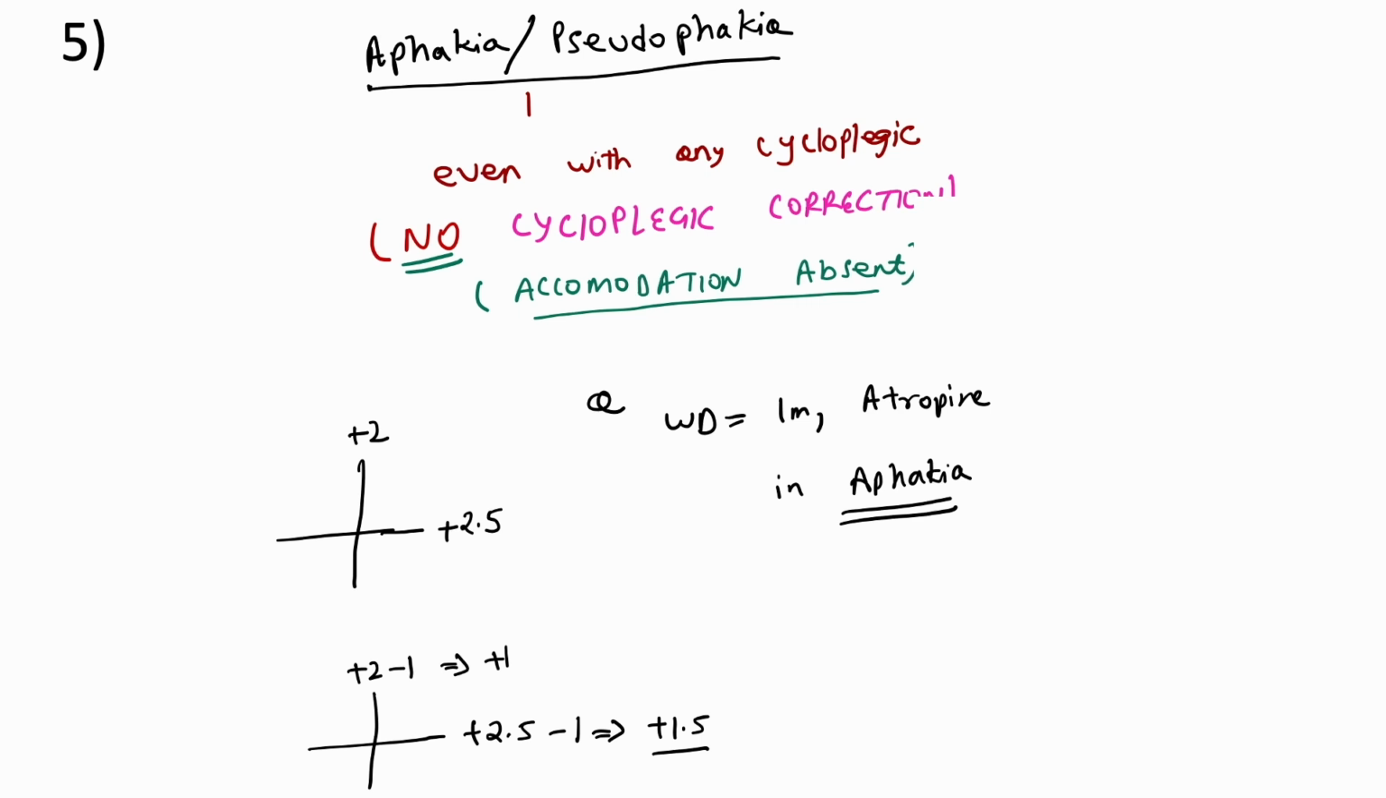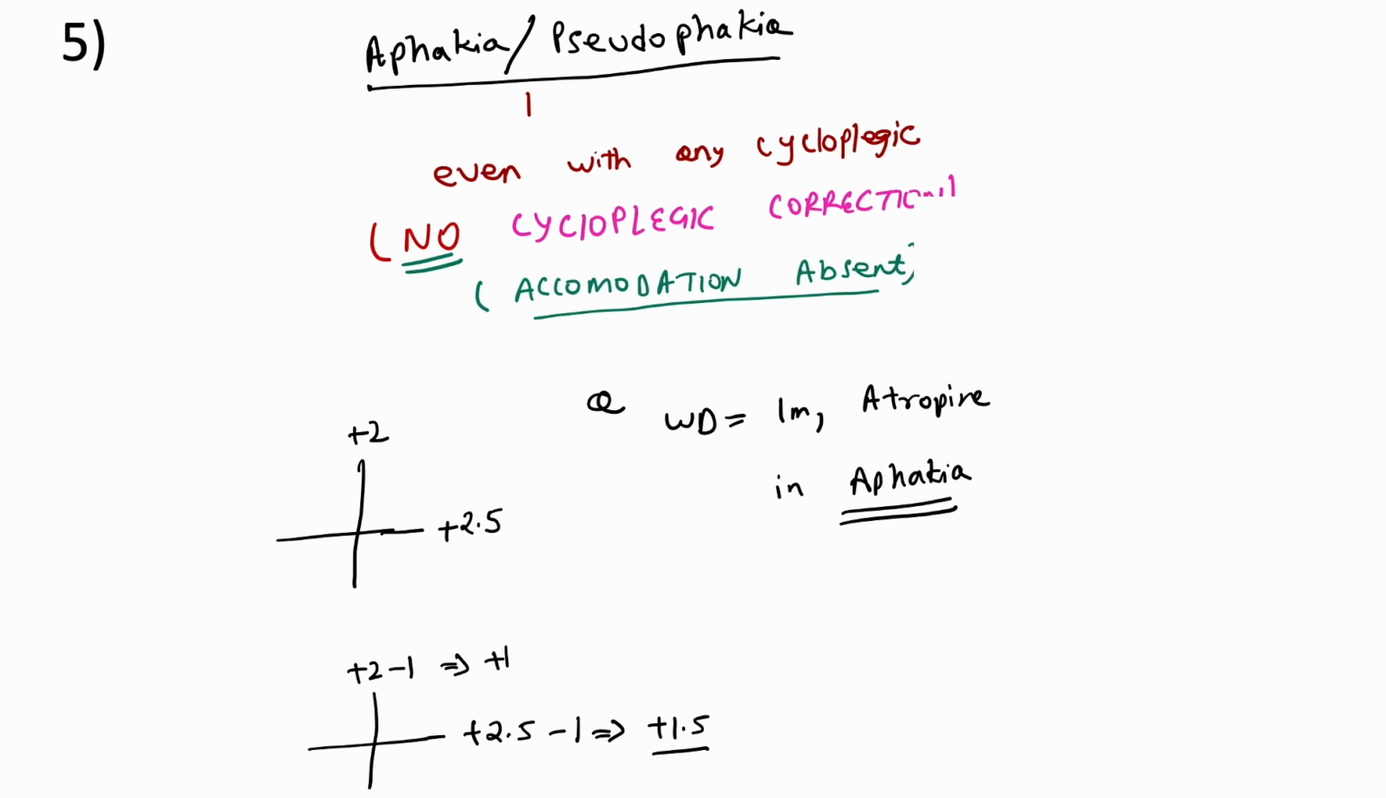So let's see this example. We are doing retinoscopy at 1 meter distance using atropine. We know that atropine has a -1 value. And if the working distance is 1 meter, it is also -1. The patient is aphakic. So we will subtract only the working distance of -1, not of atropine. This is my horizontal and this is vertical meridian. Horizontal it is 2.5, vertical it is 2. So if we subtract -1 from both, we will get horizontal +1.5, vertical 1.